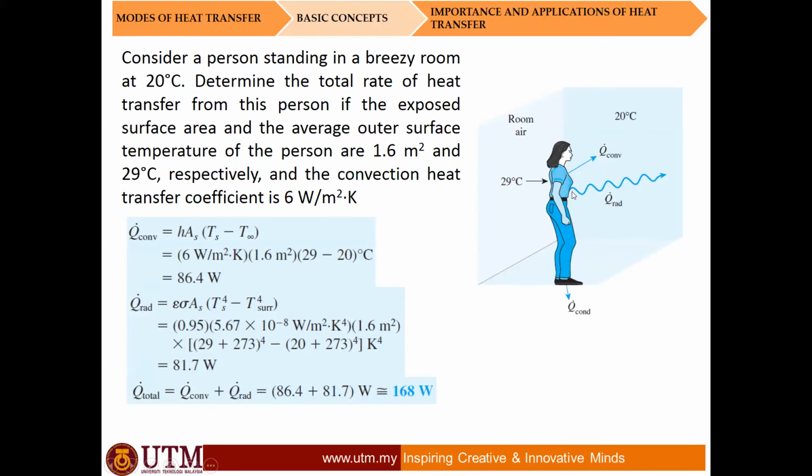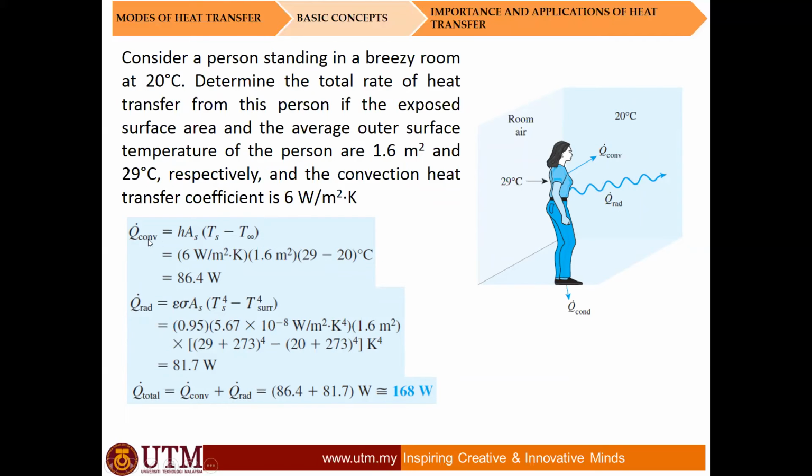So let's say your body temperature right now is 29 degrees C in a relatively cool room at 20 degrees C. What happens? You will transfer heat from your body to the environment, because we are transferring heat from a hotter region to a colder region. So for the mechanism of heat transfer, in this case, we have two mechanisms occurring simultaneously, which are convection and radiation.